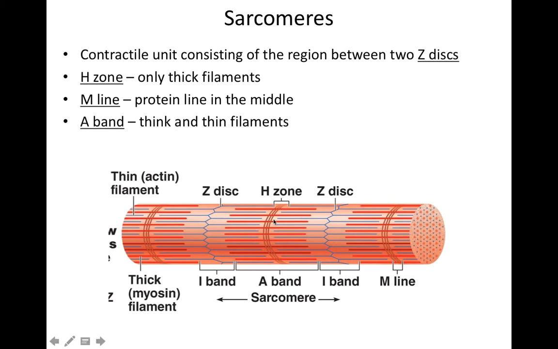The A band is the area of overlap. So here we've got blue, red, blue, red, blue, red. So this is the A band, runs from here to here. And then the I band is where you find the thin filaments only. And you can see that an I band spans two sarcomeres because there is a Z disc in the middle of them.